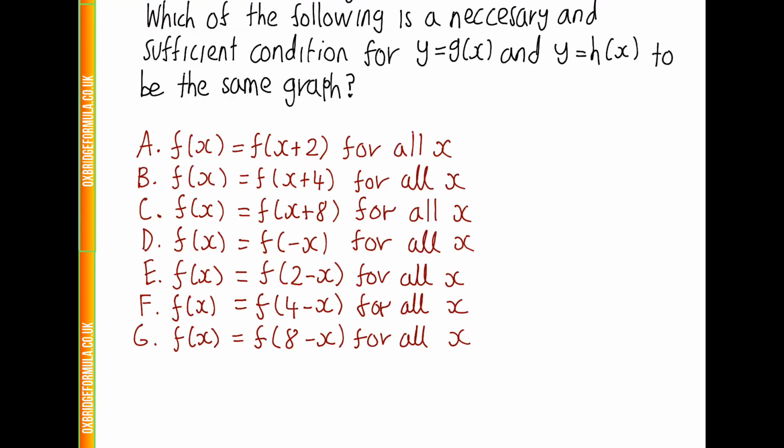And these are the options for what necessary and sufficient condition we could have, and they talk about the function being periodic or having some kind of symmetry to some extent. So there's a variety of options there, and we have to find the necessary and sufficient one.